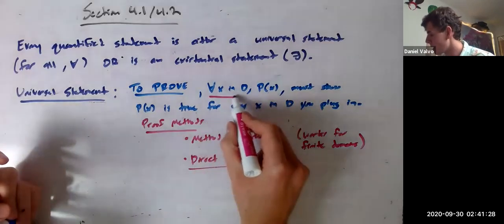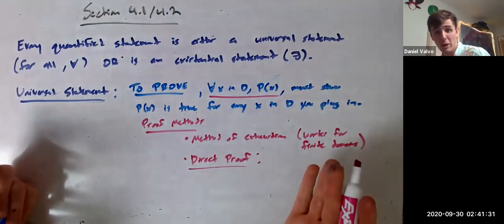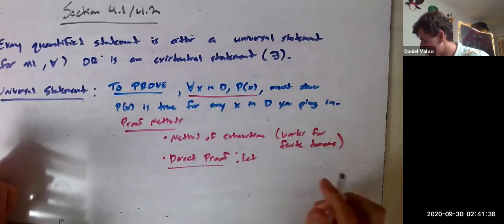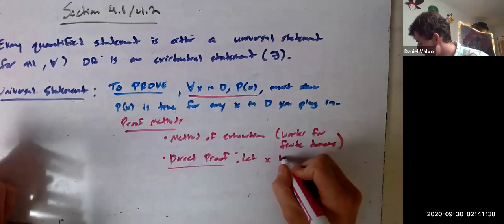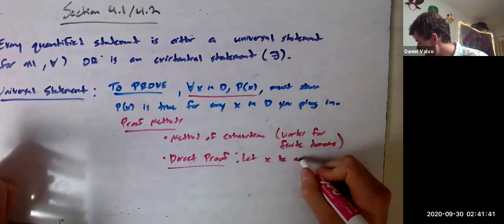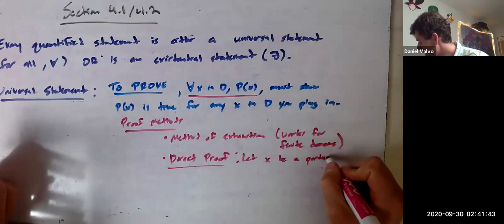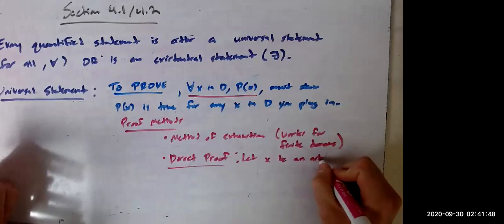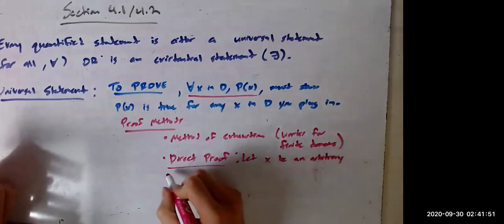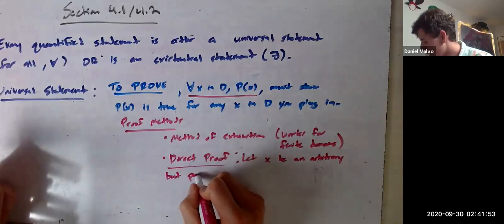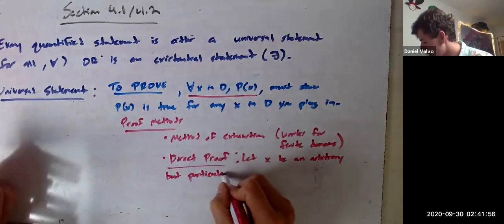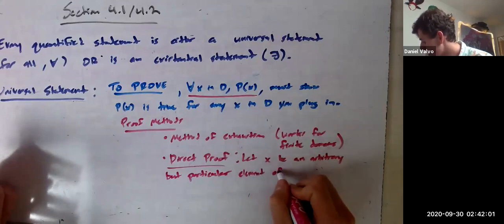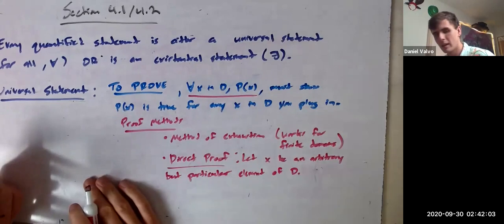So if we're trying to prove for all x in D, P of x is true, for direct proof, what you do is you let x be an arbitrary but particular element of D.